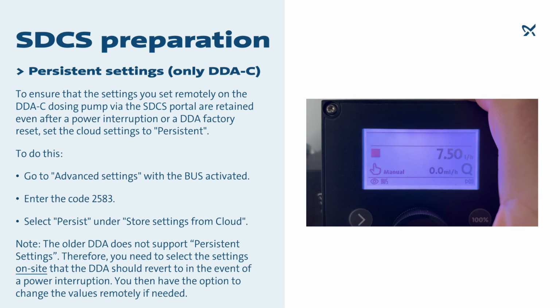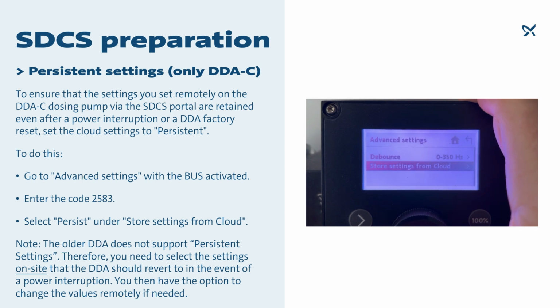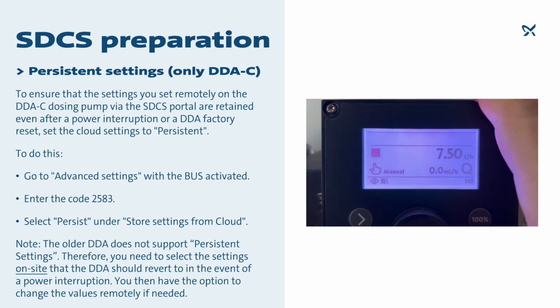To ensure that the settings you set remotely on the new DDA dosing pump via the SDCS portal are retained even after a power interruption or a DDA factory reset, set the cloud settings to persistent. To do this, go to Advanced Settings with the bus activated. Enter the code 2583. Select Persist under Store Settings from Cloud. We recommend enabling this setting. If you do not activate this feature, the DDA dosing pump will revert to the last manual setting after a power interruption or a factory reset.